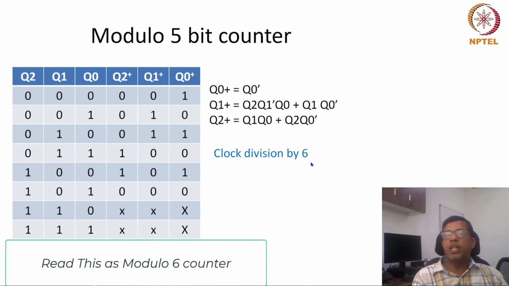It need not be a power of 2. So let's say if I want to design a clock divider by 1000, I can design it accordingly. Although the duty cycle will not be 50%, we would be able to design a clock divider by any particular number.